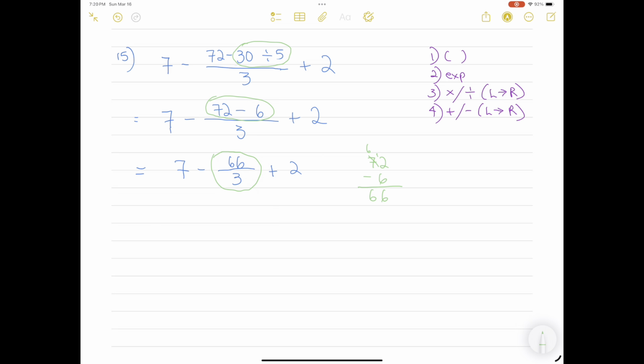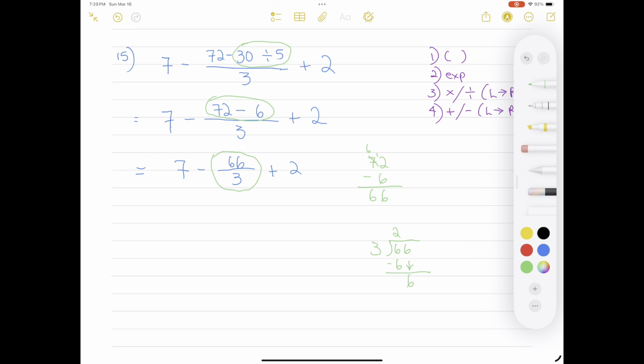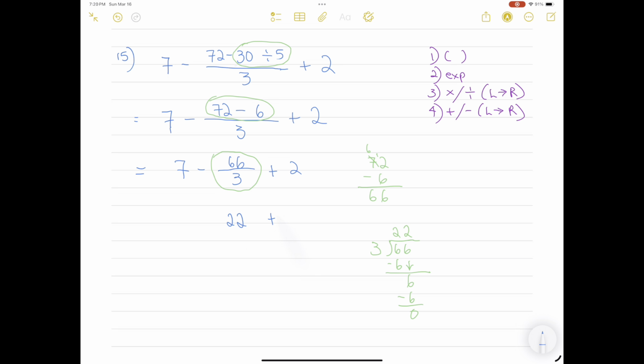Now I must simplify the division first. 66 divided by 3. I do that calculation on the side. 66 divided by 3 works out to be 22. Again, always check your figures. Make sure you do these side calculations correctly. So 22, I write down on the line below underneath 66 divided by 3, and I bring down the rest of the equation. So now I have 7 minus 22 plus 2.